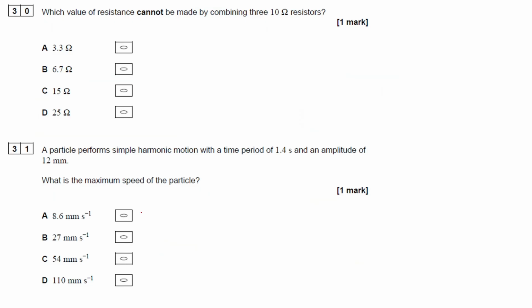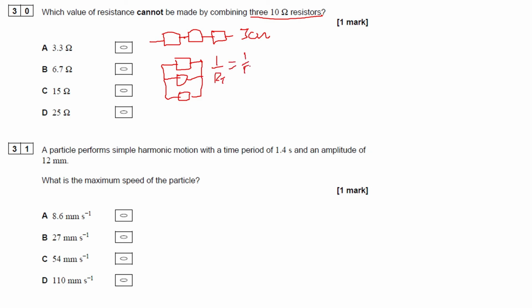Question number 30, we are asked about combinations of resistors we can make with 3 10 ohm resistors, and which of these is not possible. So I could just draw out all the different possible combinations I can make with these 3 resistors. So maybe I have 3 in series, that's 30 ohms. I can have the 3 in parallel, and you can use your parallel addition rule. And when you do that, you get a total resistance of 3.3 ohms. So it can't be this one.